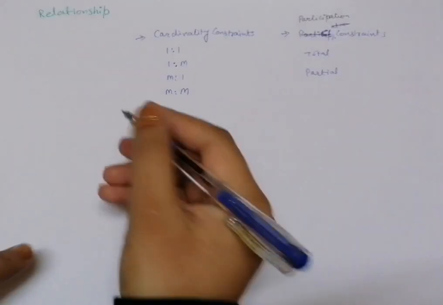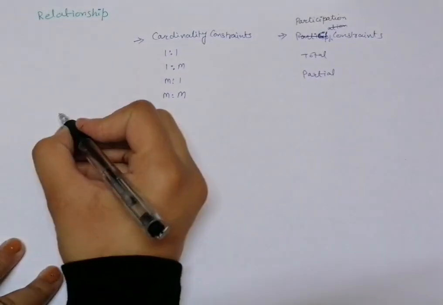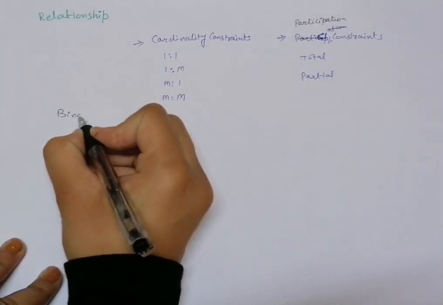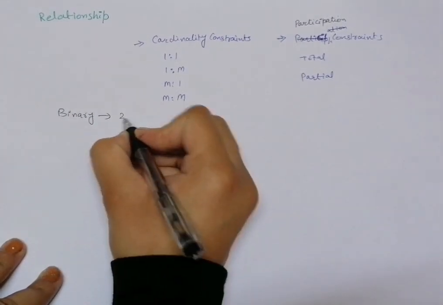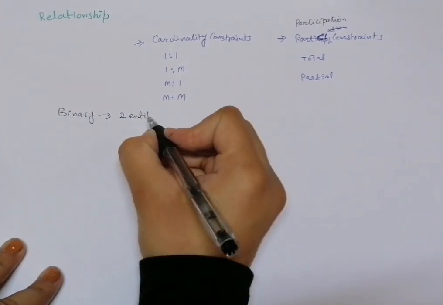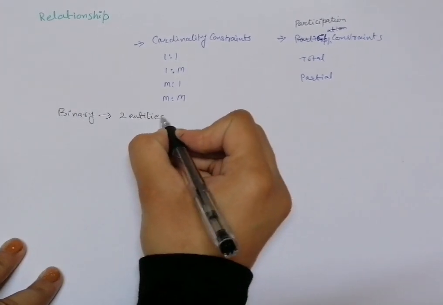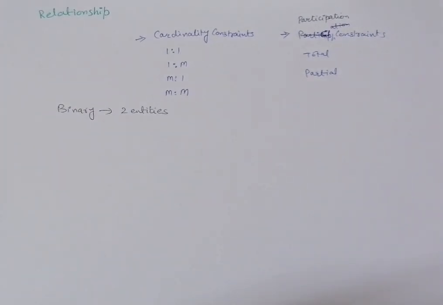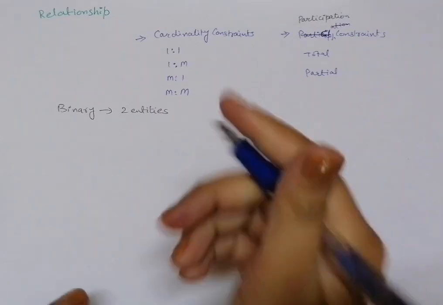So when we talk about a binary relationship, that means it involves how many entities? Two entities that are somehow communicating with each other via some relationship. Okay, so if we have binary, two entities, then we have to look for the cardinality constraint as well as the participation constraint. So let's take an example in order to explain this.